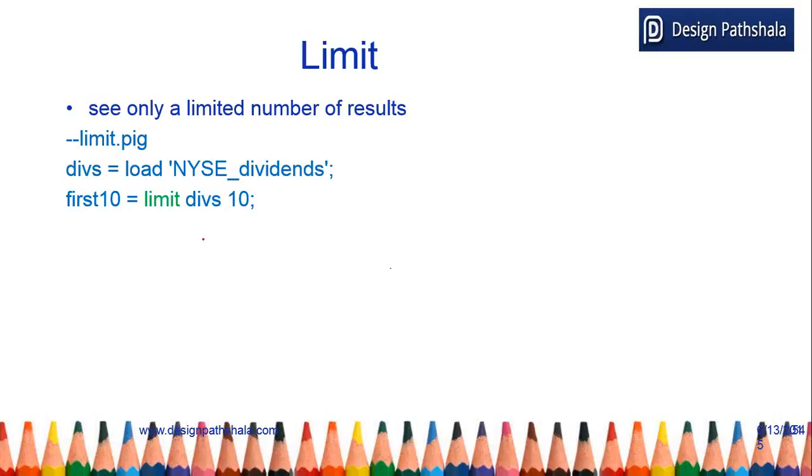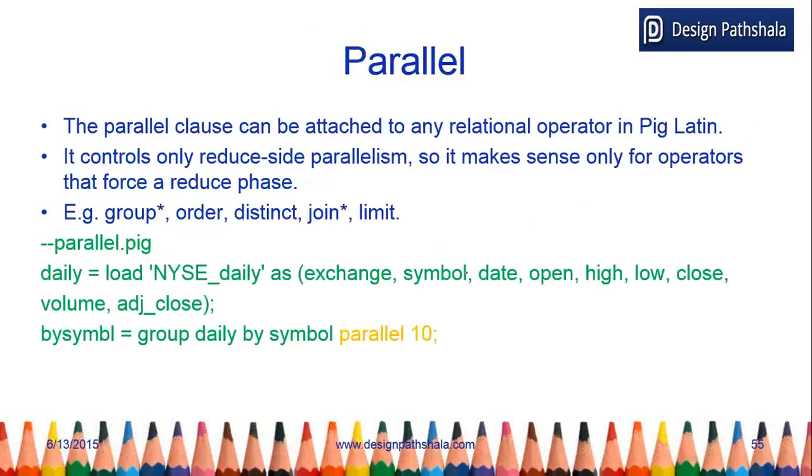Okay, limit. Limiting the records. So here I am saying only limit 10 rows from this. This is again used for debugging purposes only, majorly looking at some smaller data sets. Parallel. Okay.